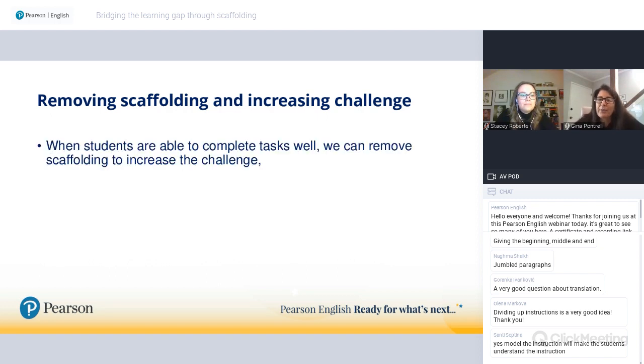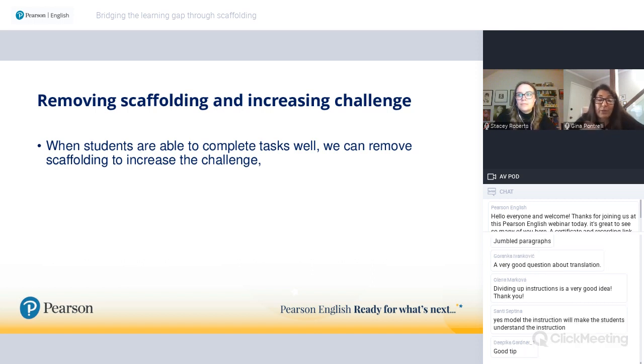And when students are able to complete these tasks well like that, we can start removing the scaffolding to increase the challenge. Again, we're not increasing the level of objective or aim. We're just increasing the challenge of the steps along the way. So what we want to do is increase that challenge for a short period of time, or possibly just for some specific students.